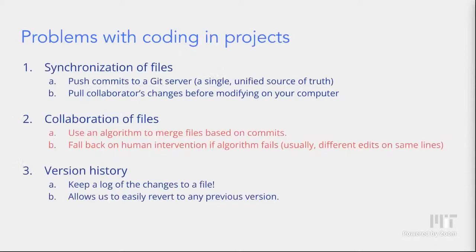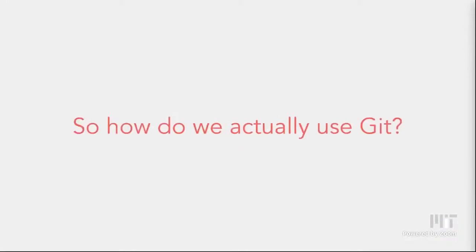So this solves the collaboration aspect. Git uses an algorithm to merge files based on your commits. And then if there is a conflict, if things go wrong, then you fall back on manual intervention and communicate with your team members. Okay, how do we solve this merge conflict? What is our code actually supposed to do? And then figure it out from there. Woohoo, we solved all of our problems. This is great. But how do we actually use it?